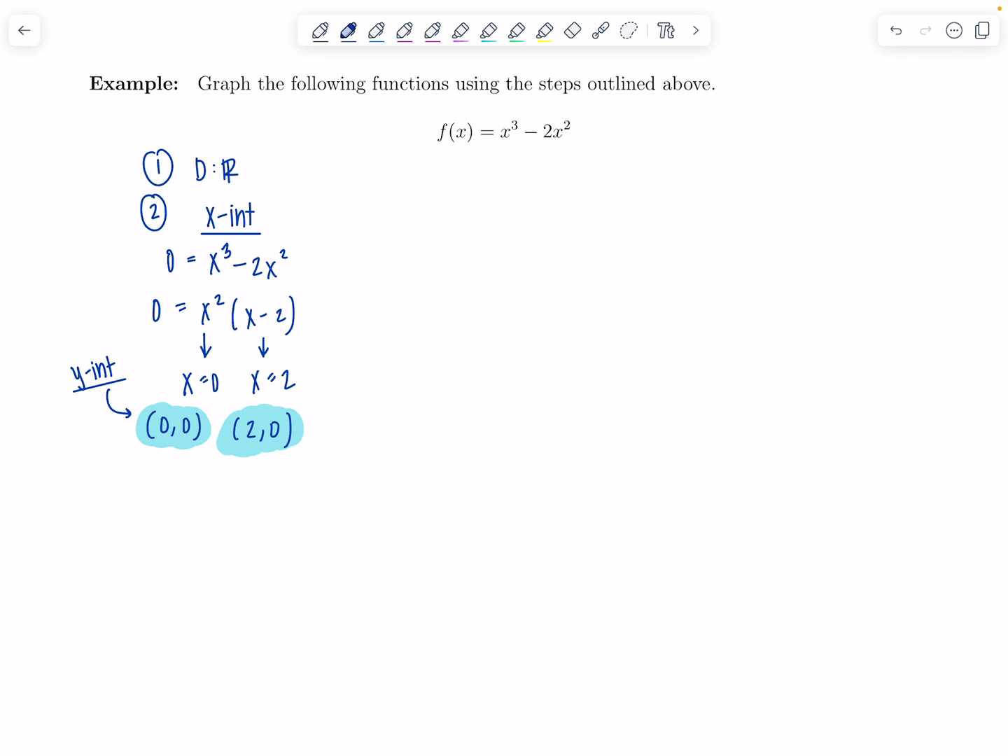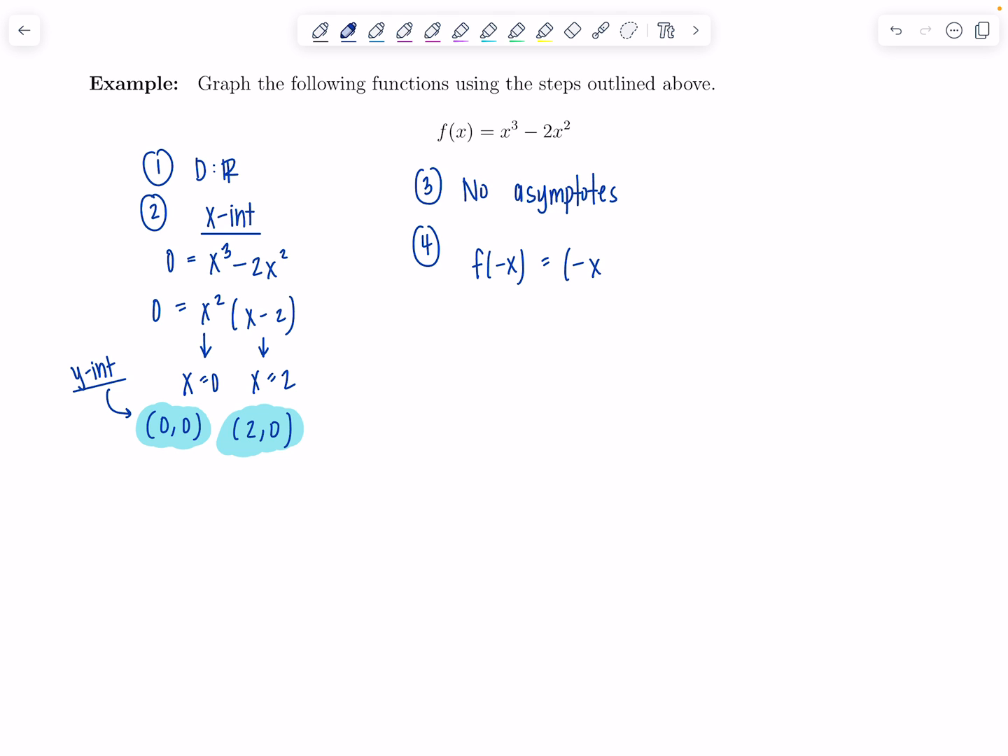Okay. Next thing, let's just check any asymptotes. No, it's not a rational function. It's not an exponential function. Not a logarithmic function, so we're good. Polynomials don't have asymptotes. Now I want to check for any symmetry. So here's this process. You always substitute in negative x for x into the function, and you simplify.